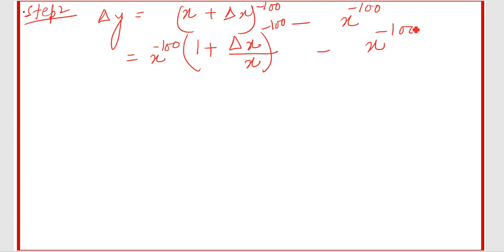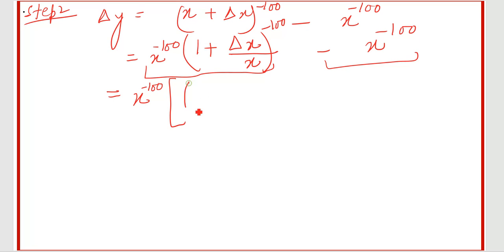Why have I taken x raised to power minus 100 as common? Because here we have x raised to power minus 100. So this will be considered one term. This is the second term. In both terms we have x raised to power minus 100. We will take this as common. Here we have left 1 plus delta x over x whole power minus 100. We have taken x raised to power minus 100 as common, so only negative 1 is here.